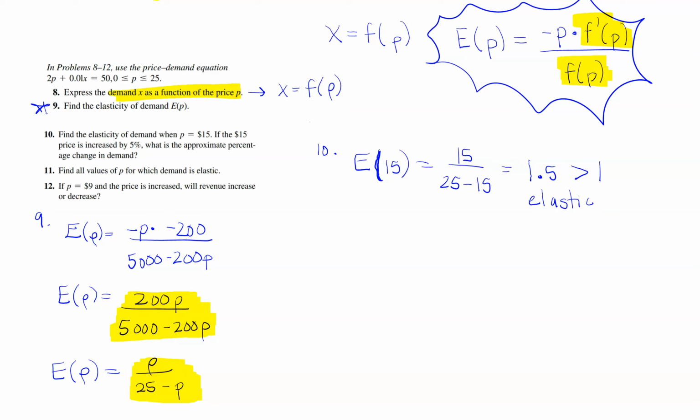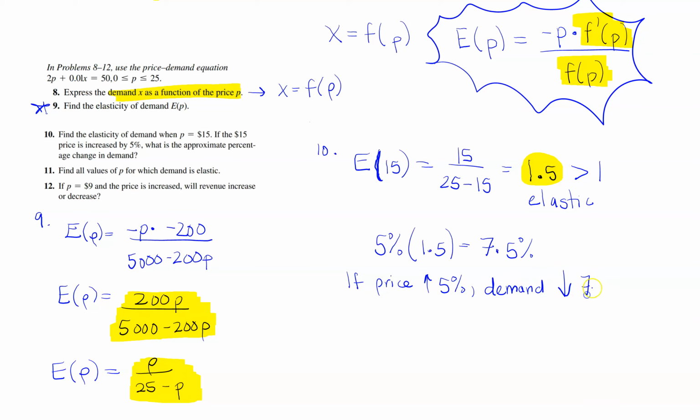And what happens is we use this elasticity calculation as a multiplier. So the demand is going to change 1.5 times more than the price. So if the price is changing by 5%, I just multiply that by 1.5. And that means that my demand is going to decrease by 7.5%. So if price increases 5%, then we're going to assume that demand is going to decrease 7.5%.